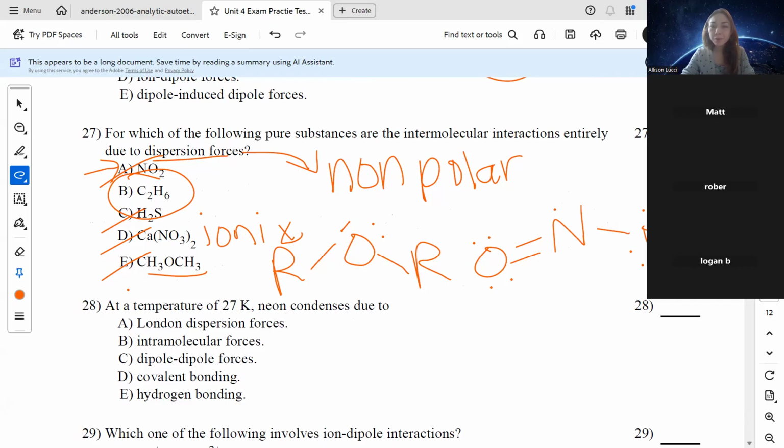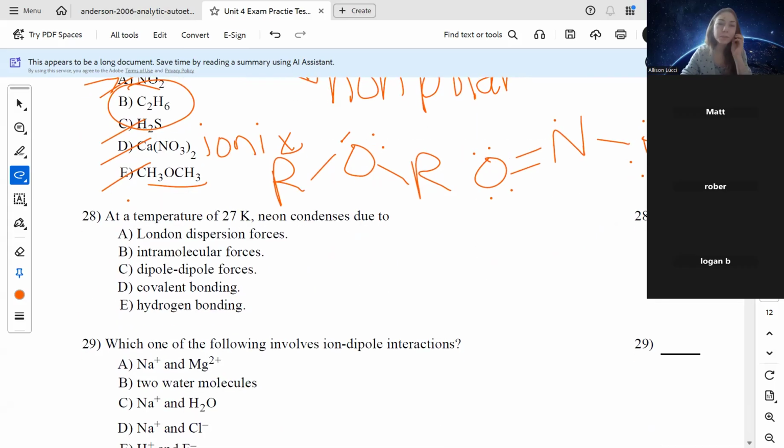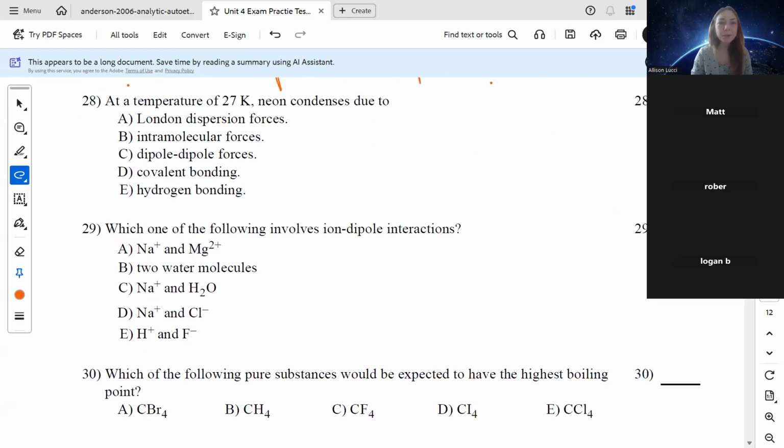So again, when you're making your choices here, if you're looking for something that's only exhibiting London dispersion forces, it has to be non-polar. Because as soon as it's polar, then it would have a dipole-dipole interaction. And then if it can hydrogen bond, we know that's the extreme dipole.